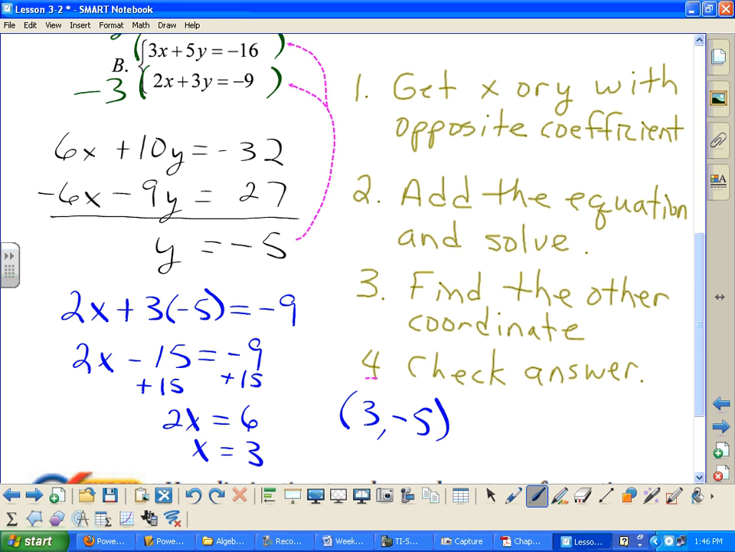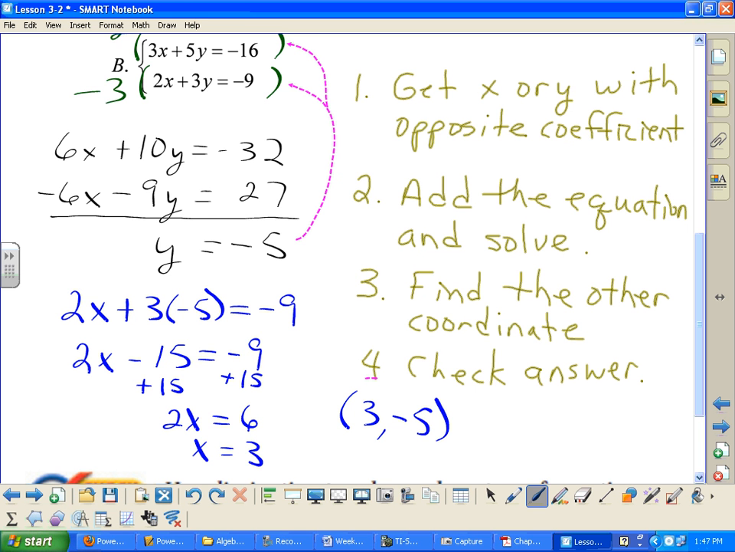And I can check them real easily. Okay? 3 times 3 is 9. And since I used 2x plus 3y, I'm going to go to the other equation and check to see if it works. 3 times 3 is 9. 5 times -5 is -25. So 9 minus 25 is -16. Yes. Okay. So I did it correctly.